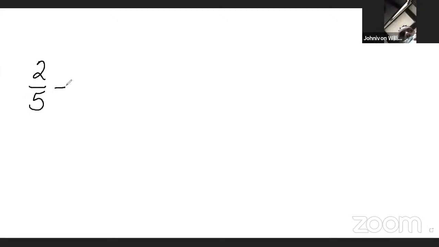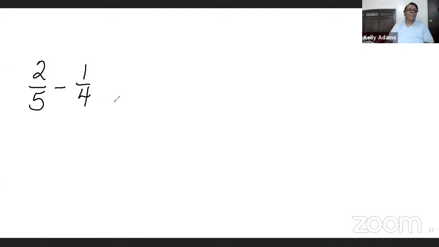Here's the problem: 2/5 minus 1/4. Let's work it out. You don't have long to work it out. Type in direct chat to me, not everybody. Direct chat to me your answer.